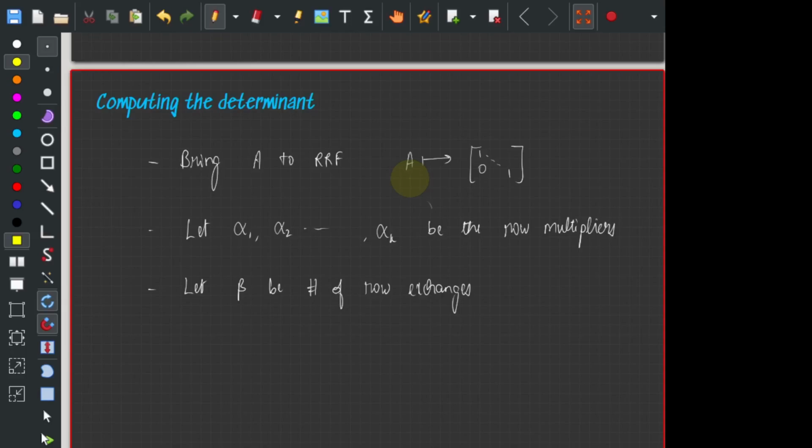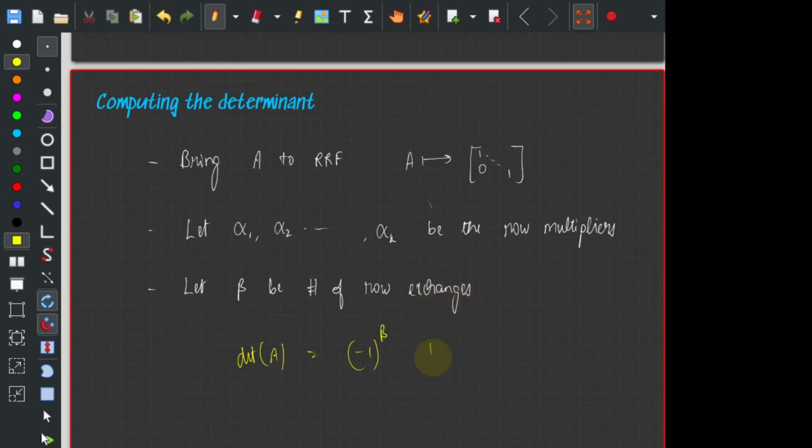Okay. So what is the procedure? You bring the matrix down to the row reduced echelon form. And let's say you keep track of all the row multipliers that you had and the number of row exchanges. Right? So what would the determinant of A be equal to? -1 to the power beta, into all the multipliers. Be very careful over here. Yeah. Correct.